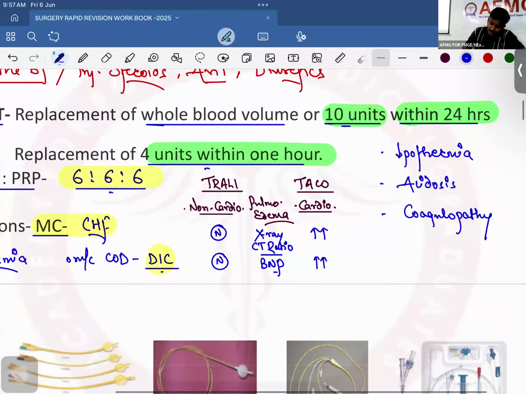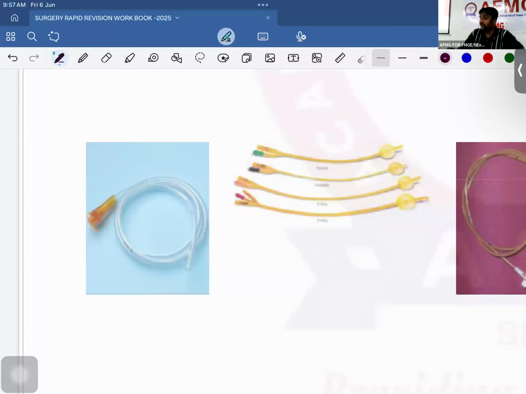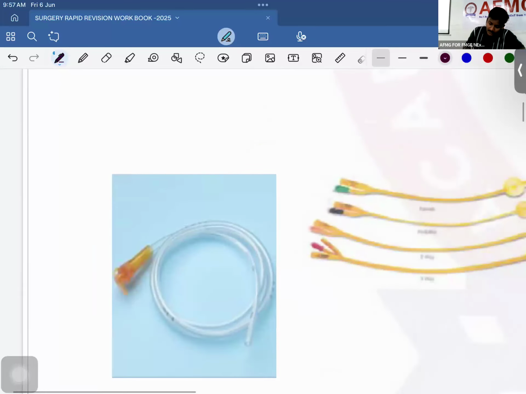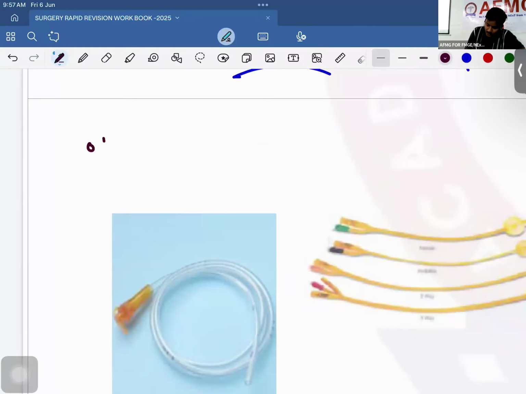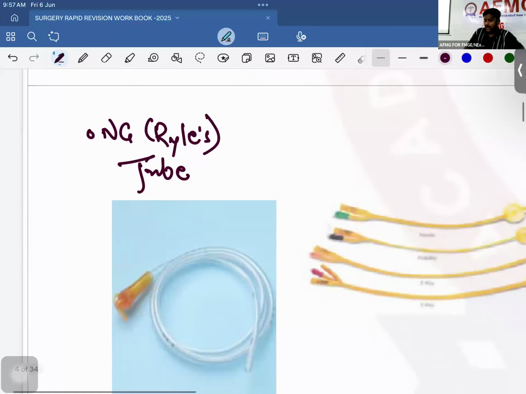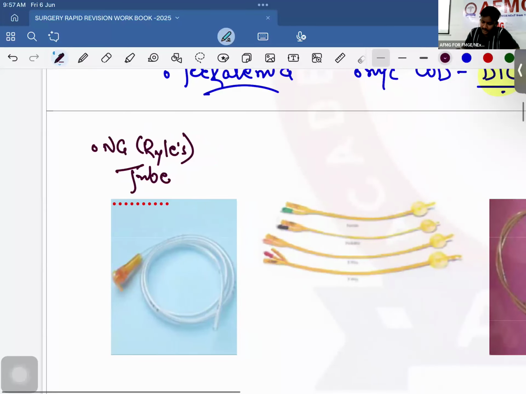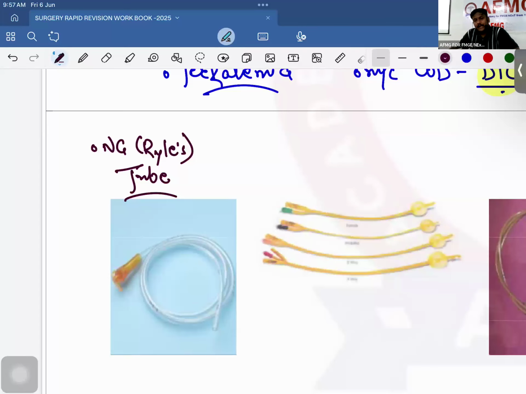Next important, if I talk about these instruments. The first instrument is a Ryle's tube, also called a nasogastric tube. So please remember the first instrument is the nasogastric tube or the Ryle's tube basically. Now, the nasogastric or Ryle's tube is inserted in a sitting position with the neck in slight flexion. That is what is important.